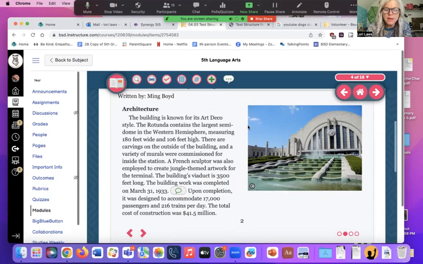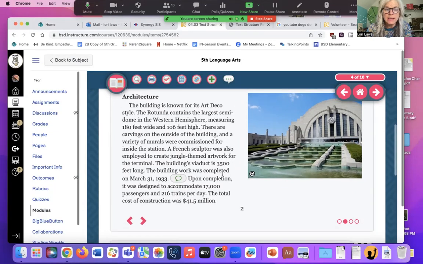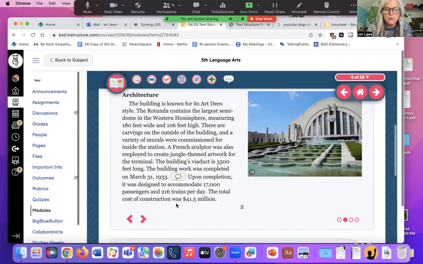Architecture. Maybe one of you wants to be an architect someday and design buildings. Look at this beautiful building and fountain. The building is known for its Art Deco style. The rotunda or big room contains the largest semi-dome or half circle, semi means half, in the Western Hemisphere, measuring 180 feet wide and 106 feet high. There are carvings on the outside of the building, and a variety of murals or wall paintings was commissioned for the inside. A French sculptor was also employed to create a jungle-themed artwork for the terminal.